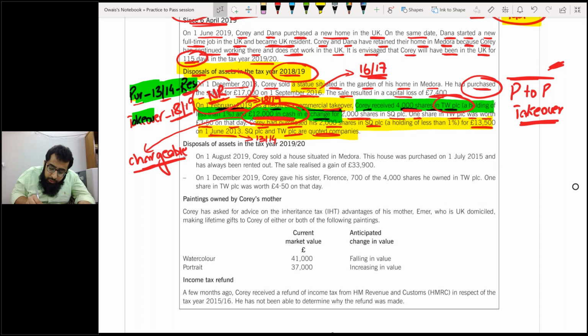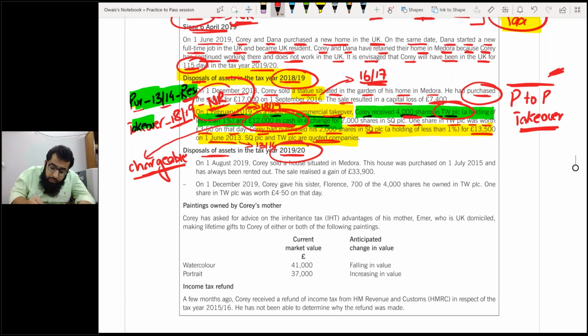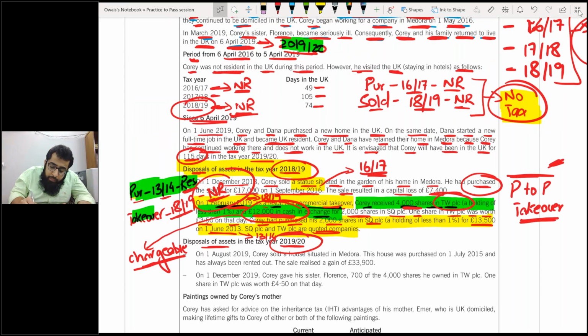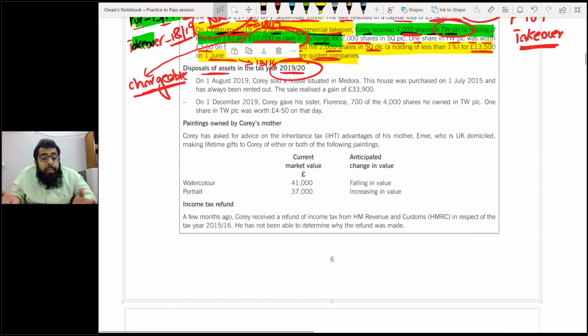Disposal of assets in 2019-20. Now, if you look at it carefully, in 19/20 you were resident, because you returned to live in UK on 6 April 19. So if in 19/20 you were resident, then once you become resident, the taxation becomes normal. Okay, let's look at it.